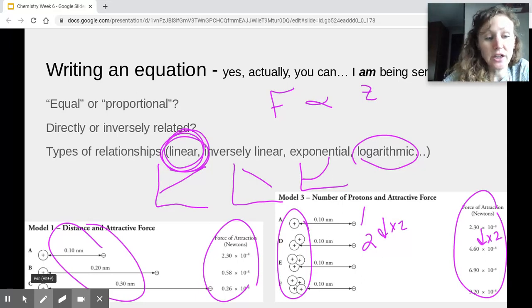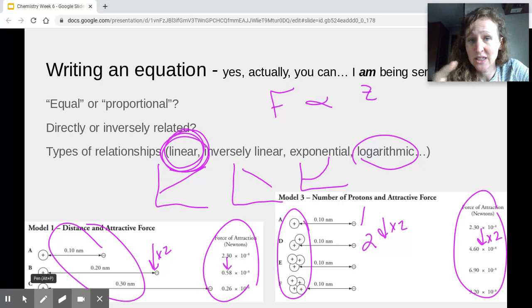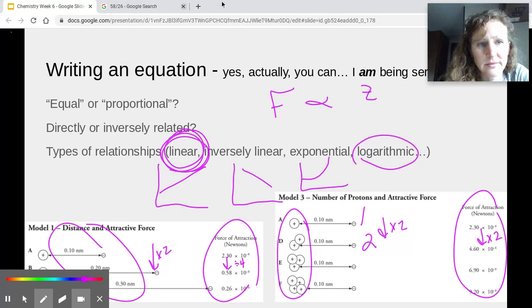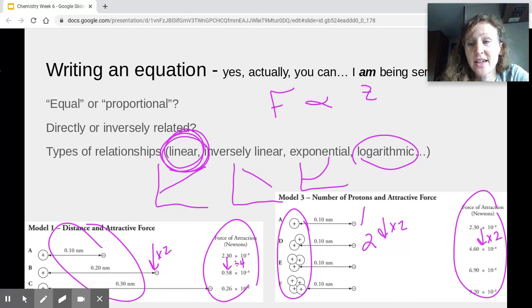Distance is a little trickier. Notice that distance from A to B gets doubled. What happens to force of attraction? It doesn't go up, it goes down. But how much does it get down? Does it get cut in half, in thirds, in fourths? And actually, it gets cut in fourths. It's divided by 4. And so that is an indication that it might possibly be an exponential relationship. So if it gets cut by 4, it's probably a square.